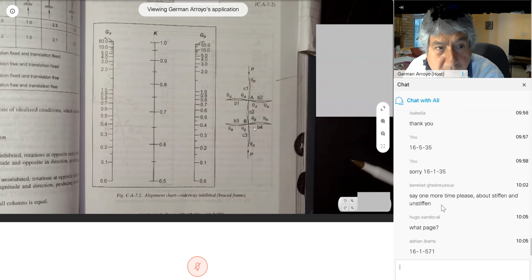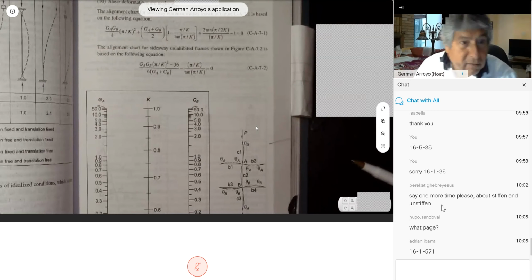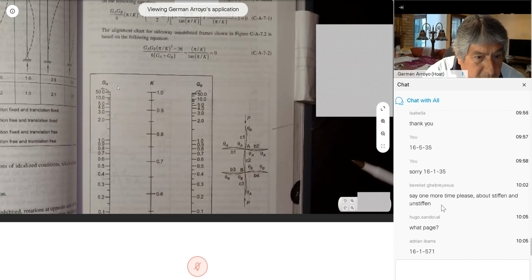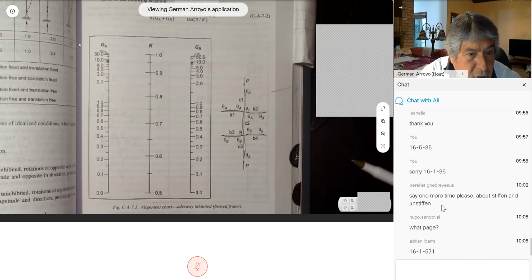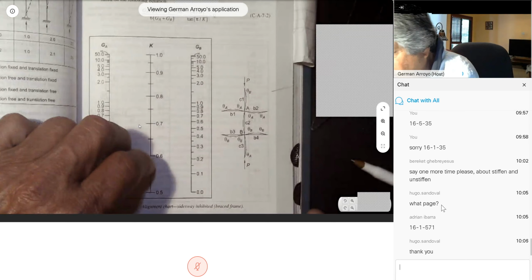We're not going to use it this semester, but just in case you compute GA and GB, whenever those values intersect, you find the value of K. We're not going to use it, but good to know.